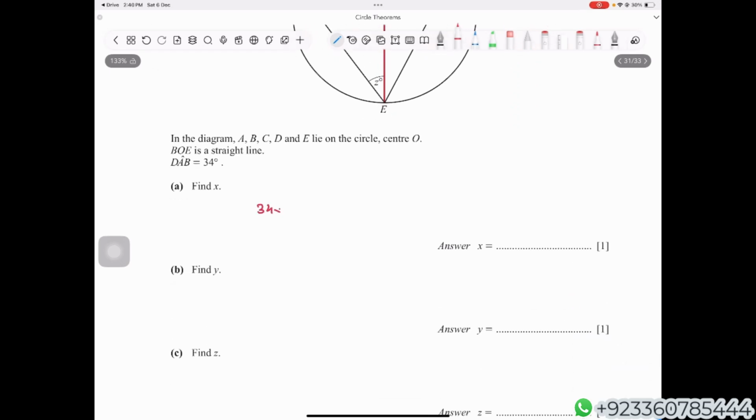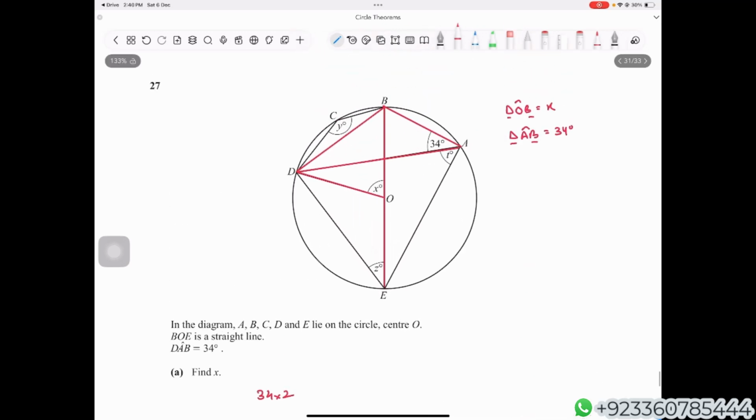So X is going to be 34 into 2, which is 68. Moving on, you want to find Y. Now for Y, I'm just going to remove whatever I drew so it's clear for me. This is 68. Now for Y, can you see that this over here, CDBA, is a cyclic quadrilateral?